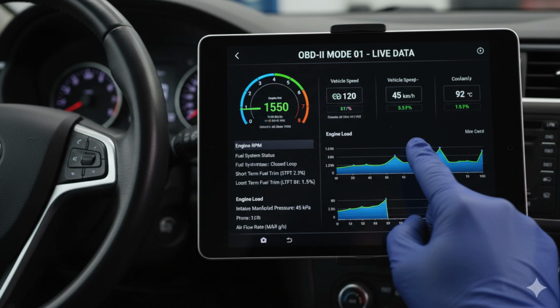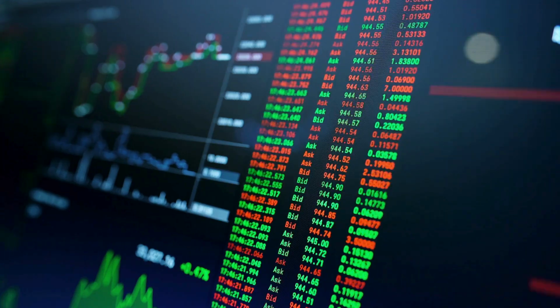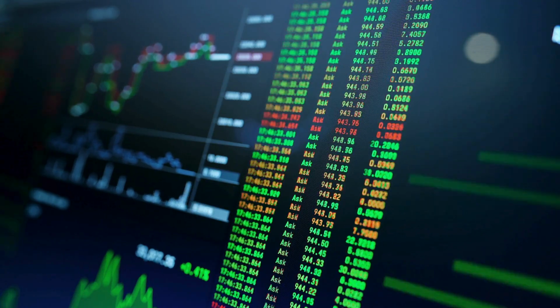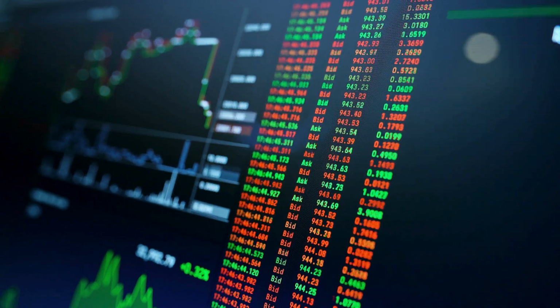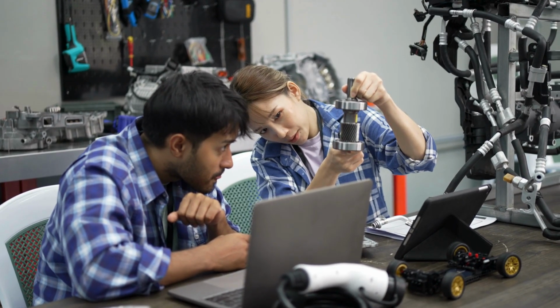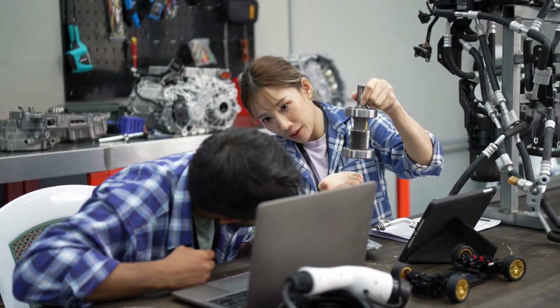OBD Mode 01 is one of the most important diagnostic modes used in vehicles. It allows us to read real-time data directly from the engine control unit, also known as the ECU. With this, we can understand how the engine is performing at any given moment.